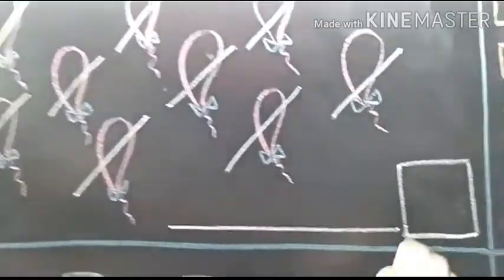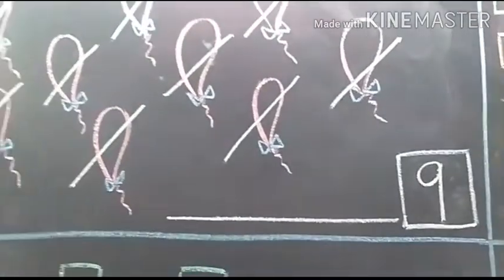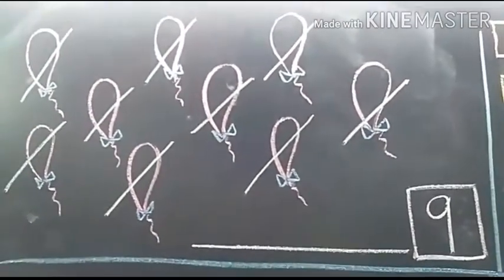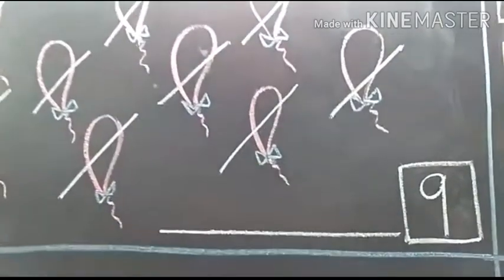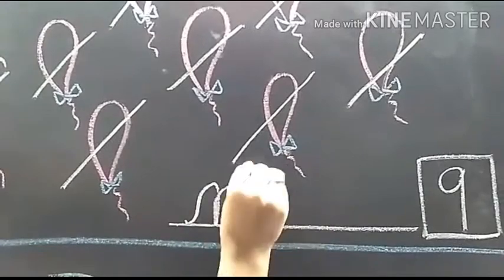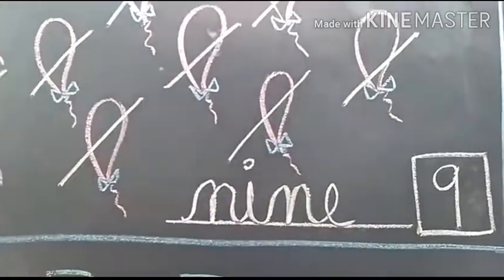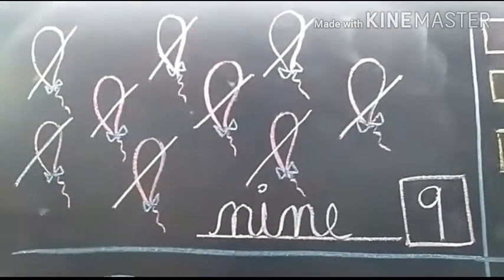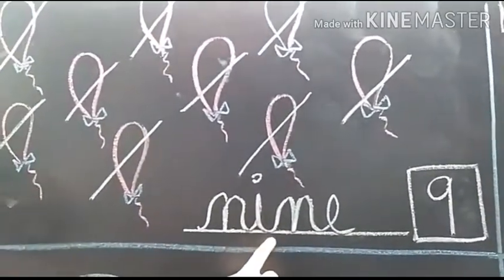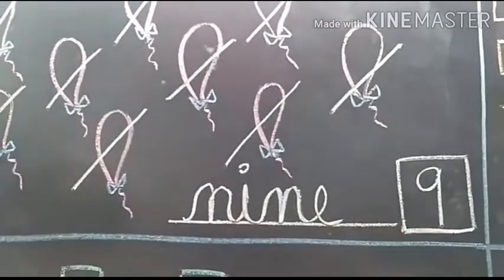Yes, there are 9 balloons. How many balloons are there? 9. Come on, let's spell 9. N, I, N, E, 9. Again, N, I, N, E, 9.